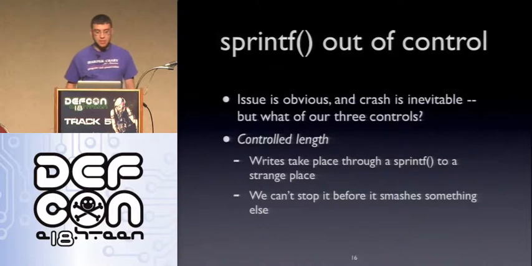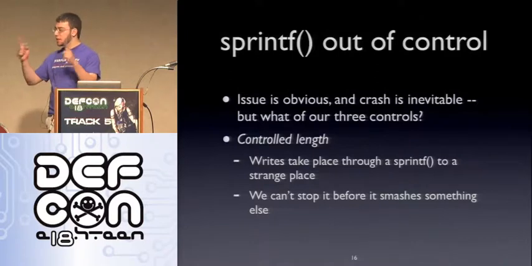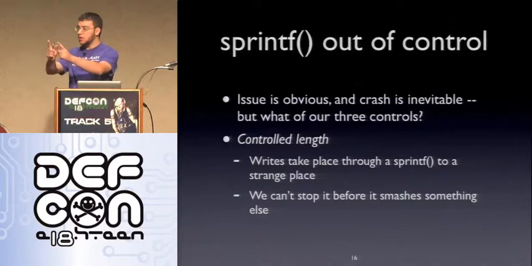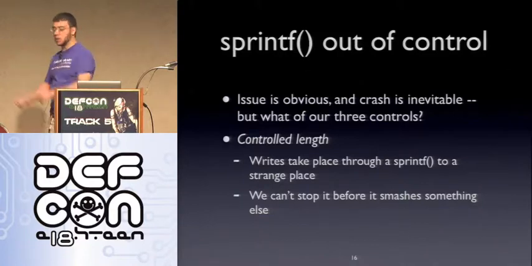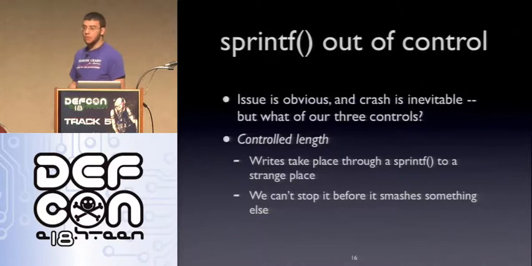So we know that writes take place through that sprintf to a strange place, and we can't stop it. We don't determine how long it goes because that sprintf is just a fixed length format string, and even if the thing that we want to smash is in the middle, it'll just kind of keep going off the end. So we can't stop it before it overwrites something else important later on. Okay?